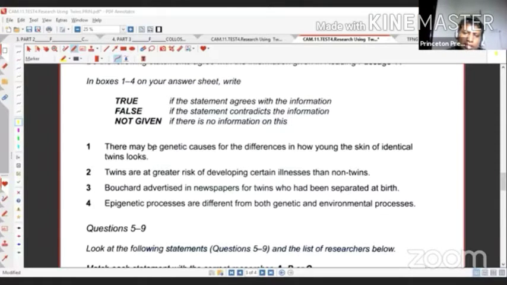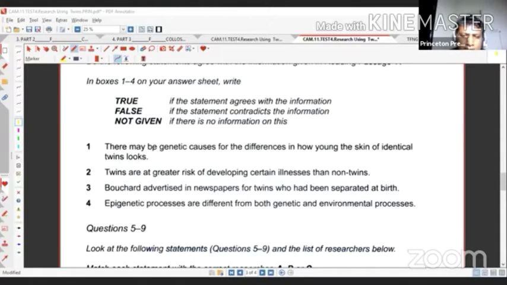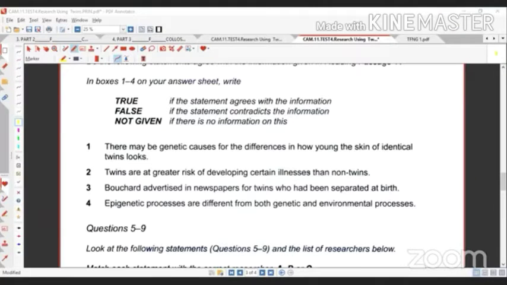I think the difference here means how we can tell two twins apart. So there may be genetic causes for the difference in how young the skin of identical twins looks, between them or with others. Okay, anyhow, let's read it. So which words are we going to look for? Genetic causes, the difference in how young the skin looks.